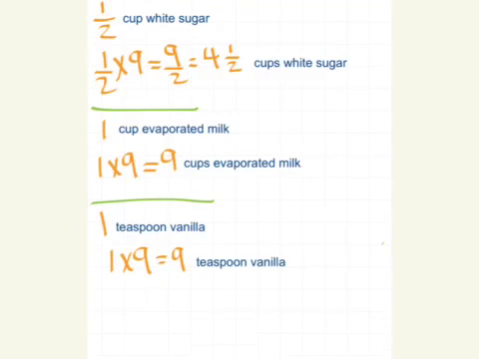Next, we have cups of white sugar. 1/2 cup of white sugar. 1/2 times 9 equals 9/2, which is an improper fraction. Equals 4 1/2 cups of white sugar. 1 cup of evaporated milk times 9 equals 9 cups of evaporated milk. 1 teaspoon of vanilla times 9 equals 9 teaspoons of vanilla.